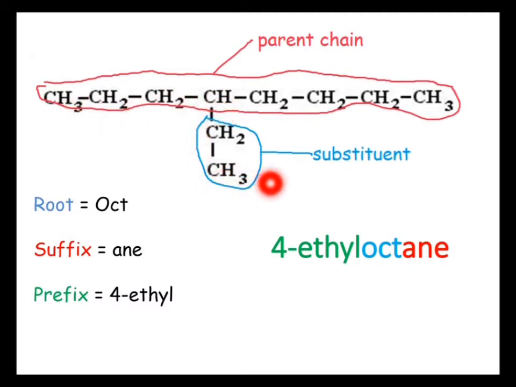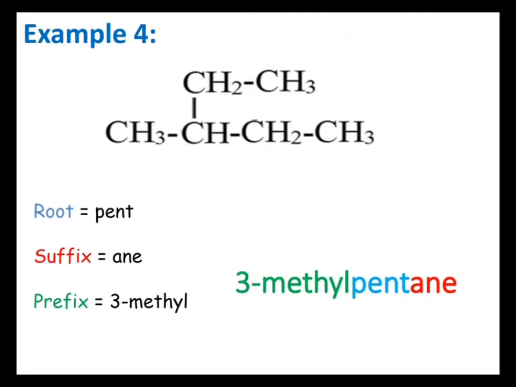And then we always want to have the smaller number for the location of the substituent. So we are going to choose 4 instead of the 5. So the location should be 4. So our substituent is 4-ethyl. You add it to the root and the suffix and you get 4-ethyl octane. Alright, so here is our last example.